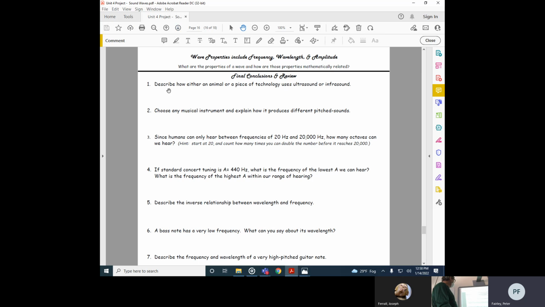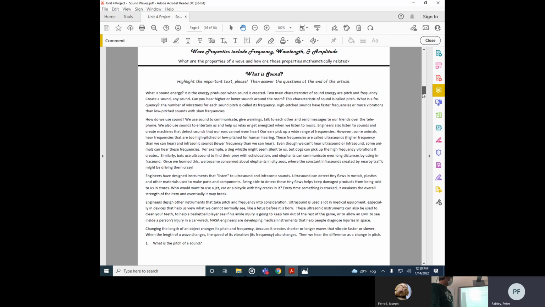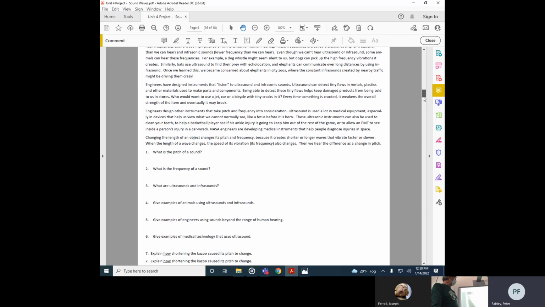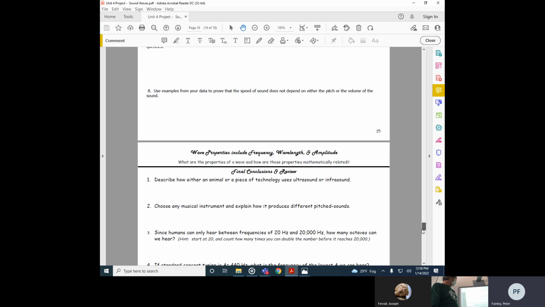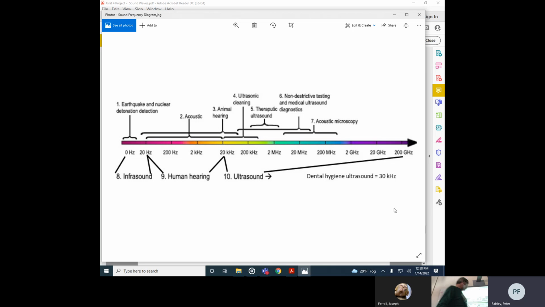So, a couple things I want to help you with. Number one, describe how either an animal or a piece of technology uses ultrasound or infrasound. And you might be wondering, wait a minute, when did we talk about ultrasound and infrasound? Well, the truth is, we read about it way back here on page 4. So if you did that homework assignment that I asked you to do, you could actually answer this question right now. But I found a pretty interesting graph that I want to show you that will help you work on this as well. So let's look at this graph. Here it is, showing the different frequencies of sound waves in hertz.